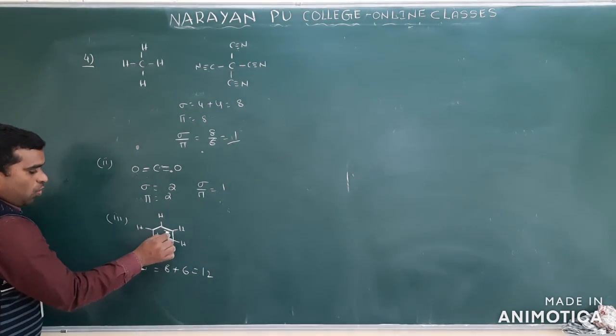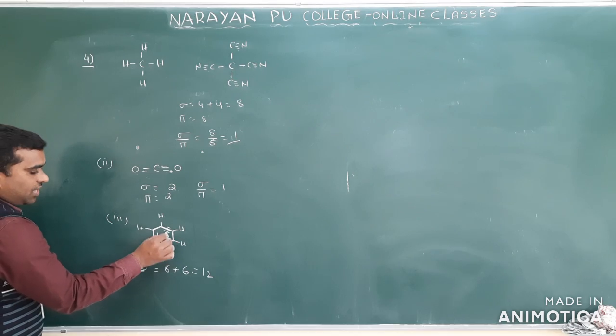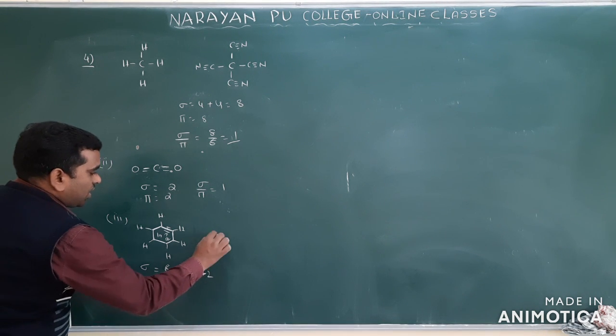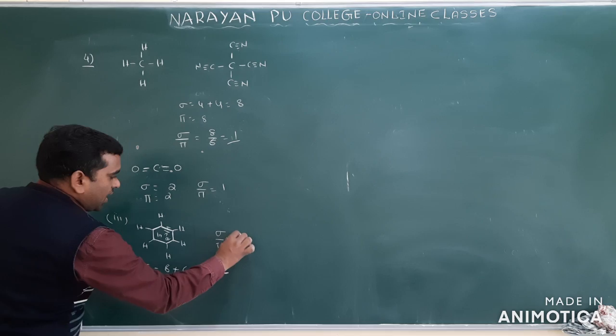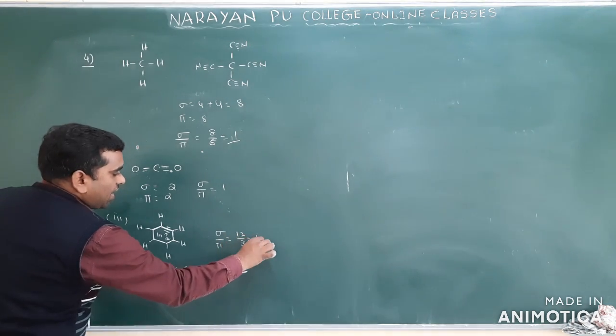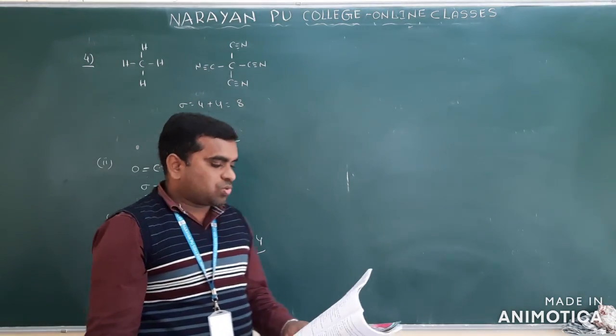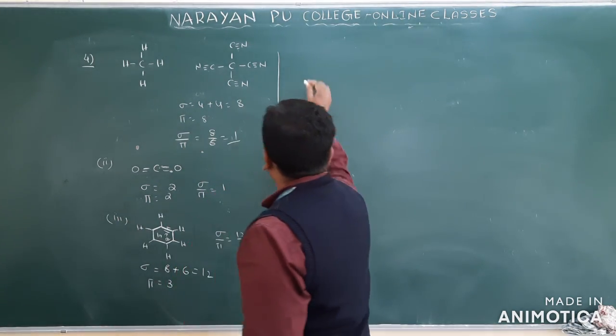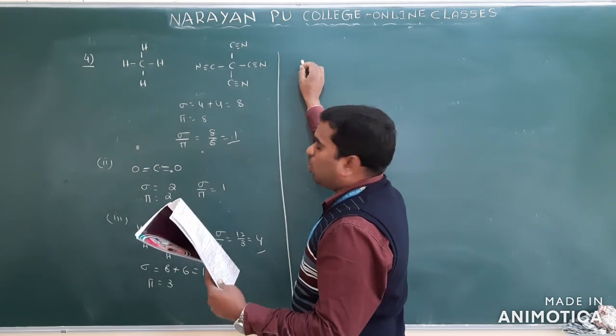12. But here 1 double bond means this is a sigma, this is a pi, this is a pi, this is a pi. And pi bonds how many? 3. So what is the sigma by pi ratio here? 12 by 3. And what is 4? And what is the last one here? 1,3 butadiene.